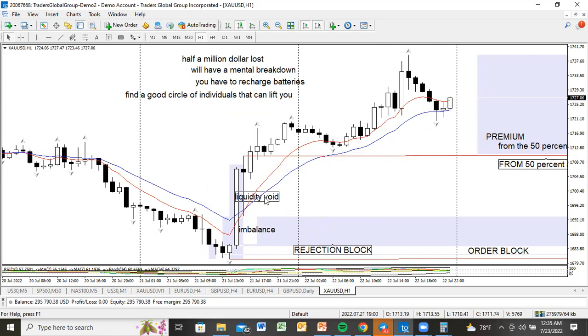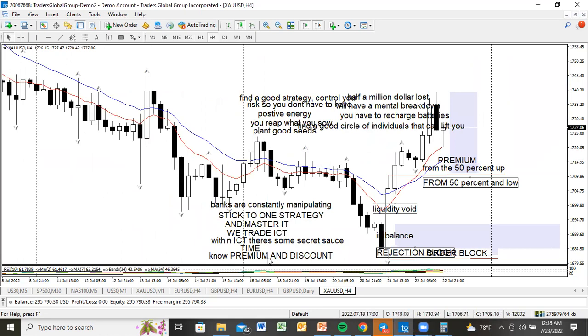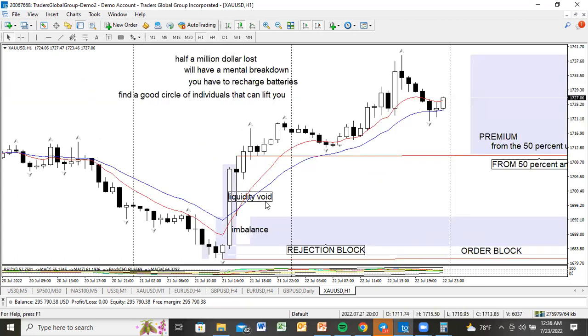Okay. So we mentioned how many now? There should be 7. 1, 2, 3, 4, 5. Yeah, we talked about premium. We talked about discount, rejection block, order block, imbalance, liquidity pool. Then we now have what we call the breaker block.